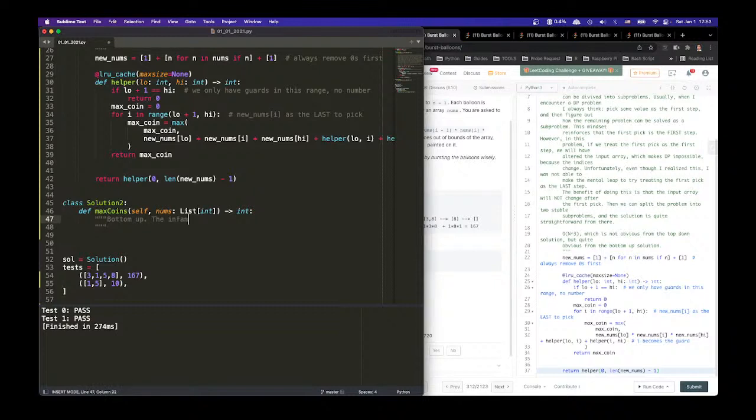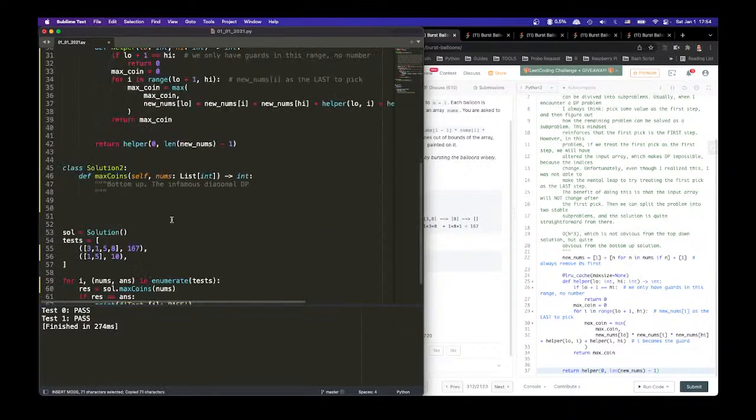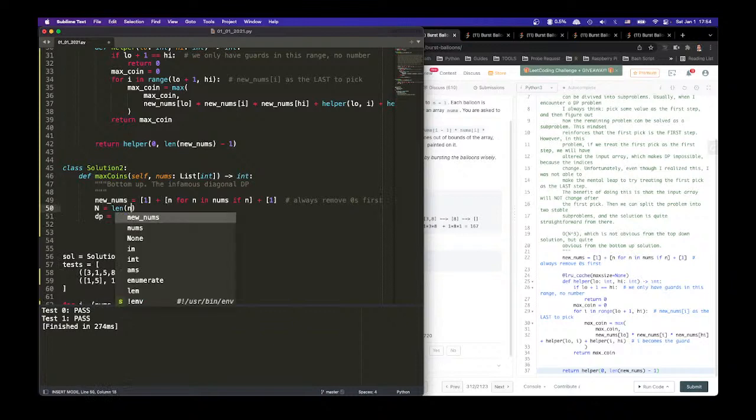The infamous diagonal DP. The infamous diagonal DP. Okay, so we first need this one. We still need, right? And after that, we need DP 0 times n for this. Oh, we don't even have an n. N equals len of new nums. Okay, so 0 times n for this in range n. Okay, so that's a DP.